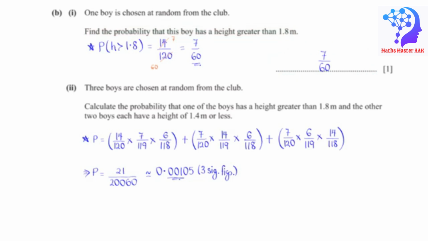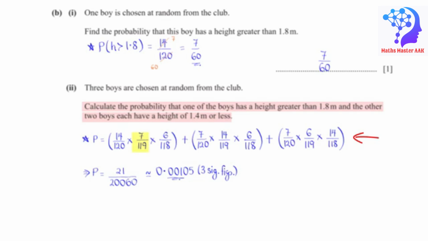3 boys are chosen at random from the club. Calculate the probability that one of the boys has a height greater than 1.8 meters and the other 2 boys each have a height of 1.4 meters or less. The probability that the first boy picked has a height greater than 1.8 meters is 14 over 120. After the first boy is picked, the number of boys reduces to 119, and so the probability that the second boy picked has a height of 1.4 meters or less is 7 over 119.